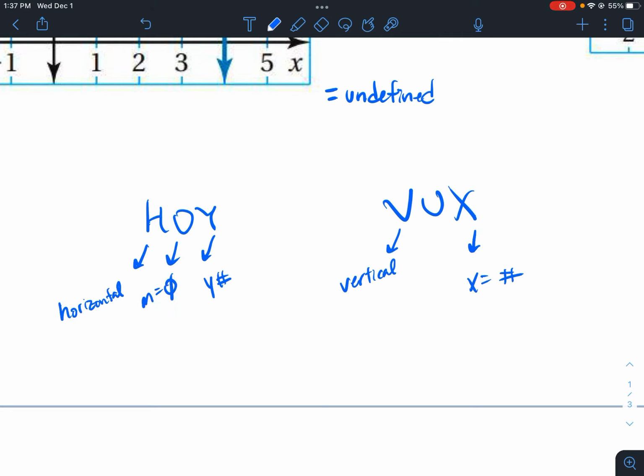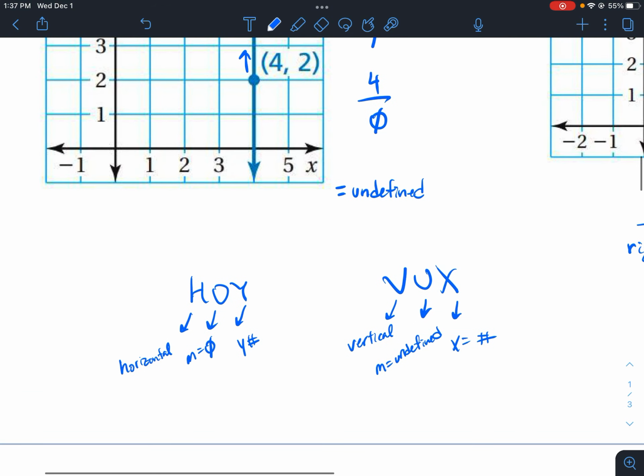So all horizontal lines, my slope is going to equal 0. All vertical lines, my slope is going to equal undefined. So anytime you have a vertical line that goes up and down, that means my M is undefined. You don't have to show your work actually. Anytime you have a line that goes left and right, my slope is always going to be 0.